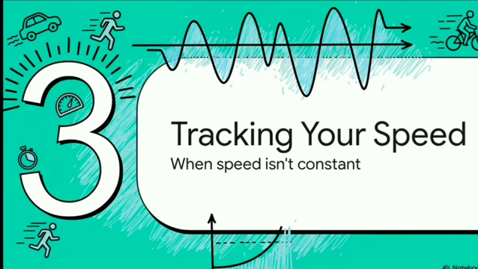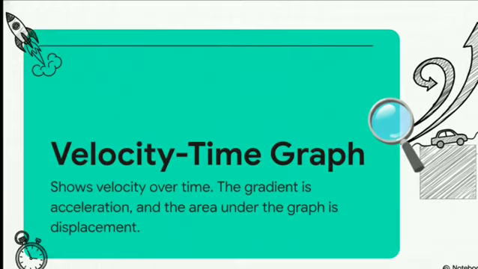Okay, so moving at a steady pace is one thing. But what about the real world, where we're always speeding up and slowing down? For that story, we're going to need a different kind of graph. So, meet the velocity time graph. This time, that vertical axis is showing speed, not position. And this graph, it holds 2 really powerful secrets.